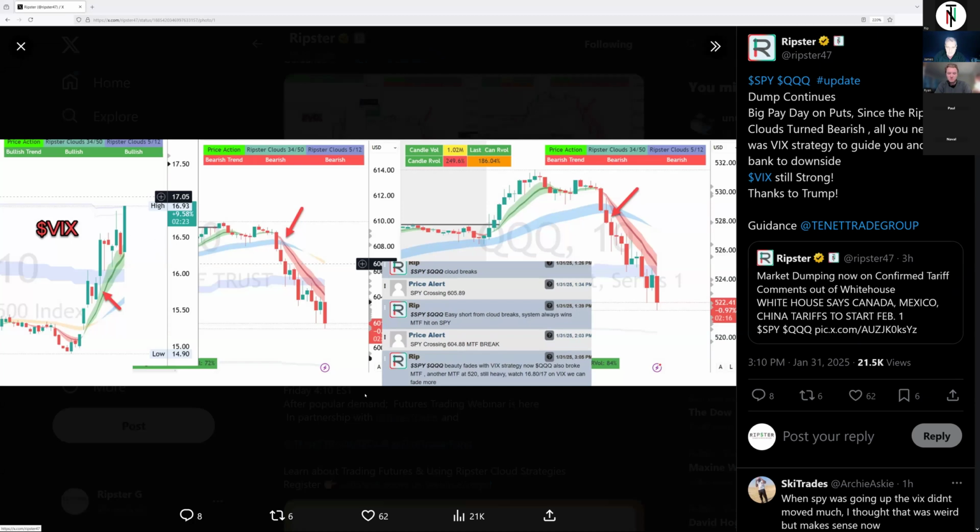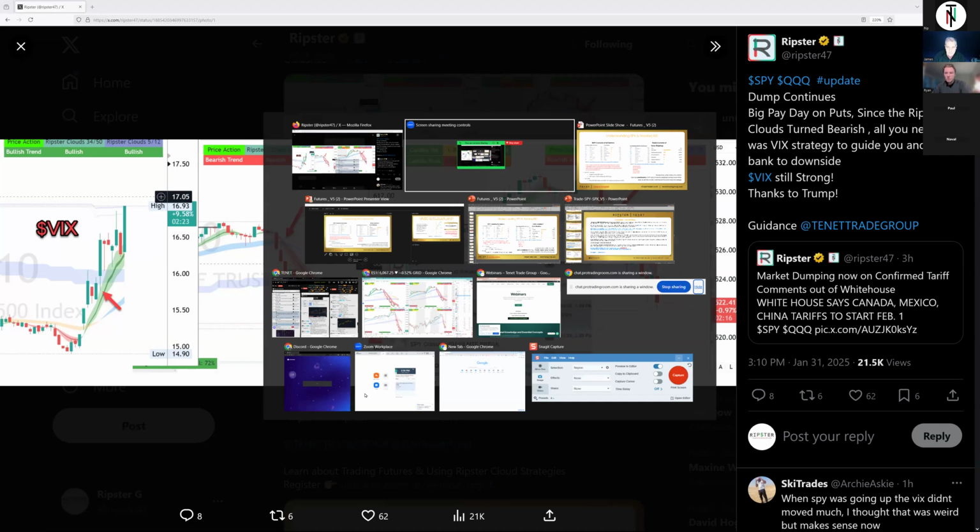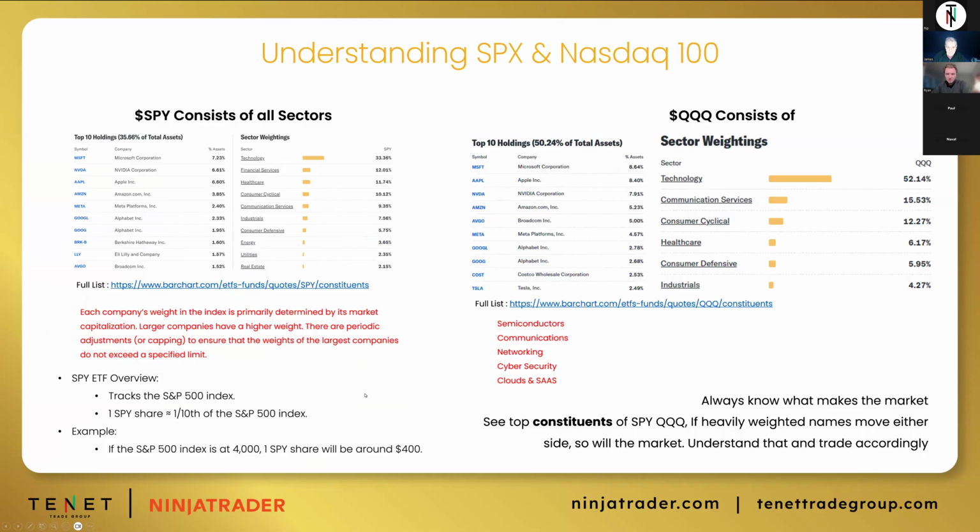If you're completely new, pay attention here. When you're trading SPY and QQQ, which is basically SPX and NASDAQ 100 futures, you first of all need to understand what are they? What are they made of? What do they consist of? A lot of traders don't even know that, because if you do not know the overall structure of the market, you will be making decisions based upon information you don't have. So you need to know the top 10 holdings in SPX and the top 10 holdings in QQQ.